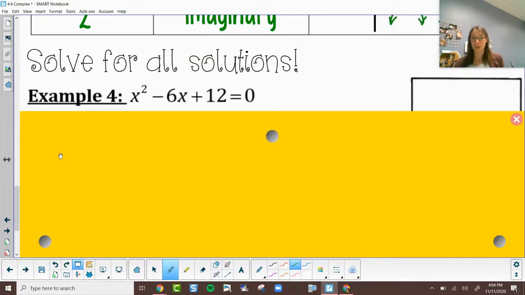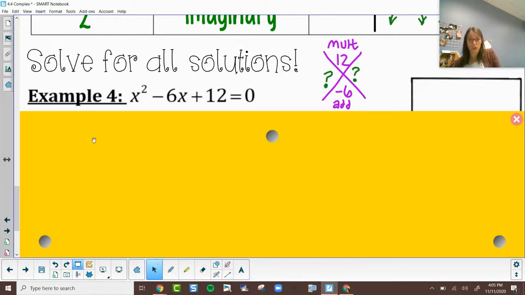So now we're going to try to solve for all solutions, both the real solutions and the imaginary. If I try to factor, and I know some of you preferred this X method, which I really appreciate seeing. So some of you preferred to say, okay, it multiplies to 12, and then it adds to -6. And I can sit here and think, well, unfortunately, there's nothing that would work. It's not going to factor, so I'm going to try completing the square instead.